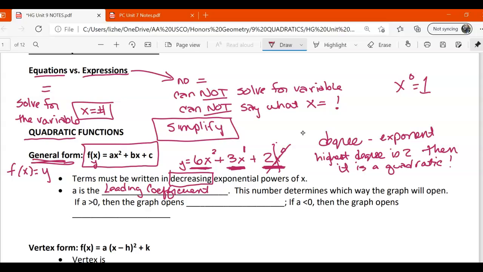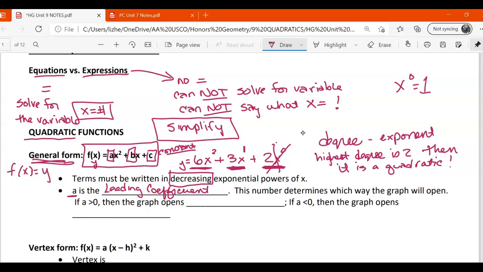So hopefully you've heard the word coefficient before. The coefficient is the number in front of the variable. So the coefficient here is A, B is in front of the x to the first power, and C is the constant. It could be called a coefficient or it could be called a constant. Probably use constant more. But the A is the leading coefficient, which is the number in front of the x squared term. And this is very important. So this number determines which way the graph will open.